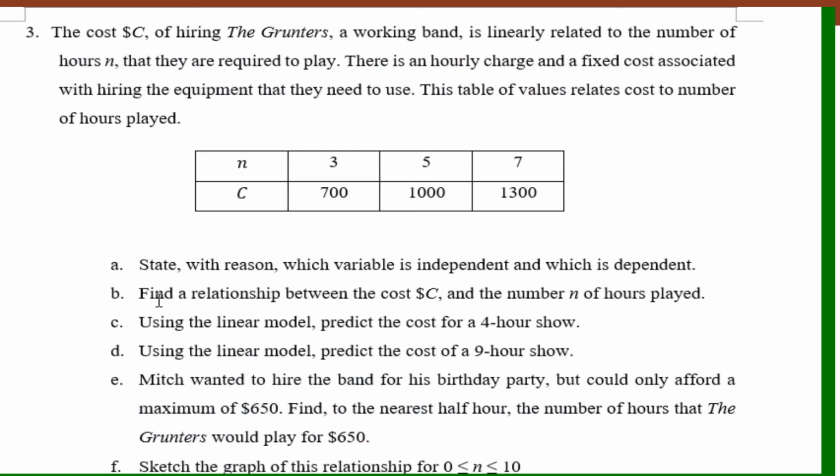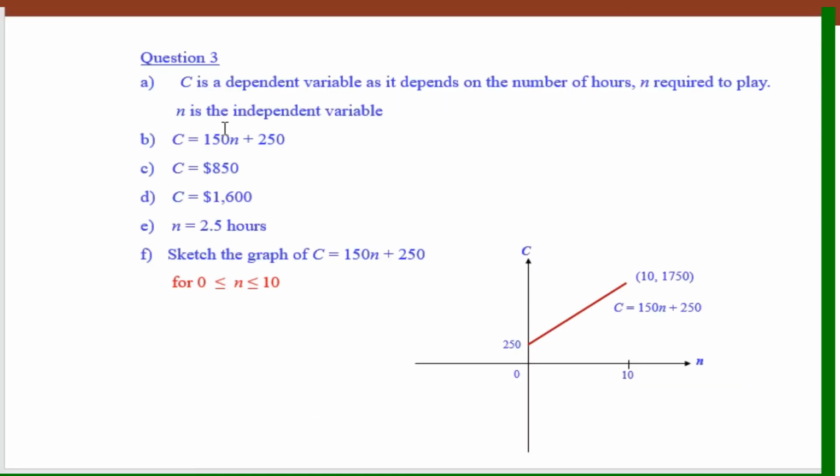All right, find a relationship. When they ask you relationship, they want your y equals mx plus c line. How to find that? First, you find your gradient. Any 2 points, you want to use this and this, you want to use first and third, second and third, is up to you. Your answer will be the same. Find your gradient, then substitute 1 point and find your y-intercept.